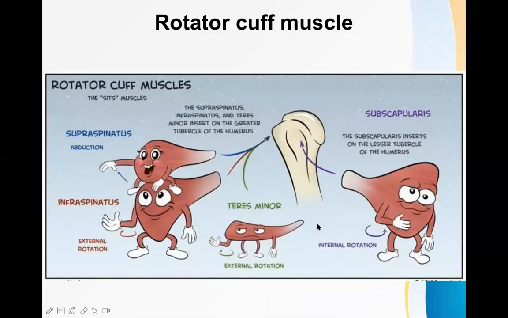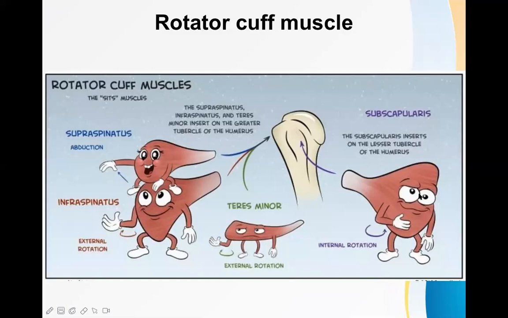Now, this picture or slide is telling us about the function of these muscles once again, in a very good way. Supraspinatus is responsible for abduction. Infraspinatus, external rotation. Teres minor, external rotation. And subscapularis is for internal rotation and adduction. So these are the different functions of the rotator cuff muscles. And these are the different directions in which the humerus is moving.